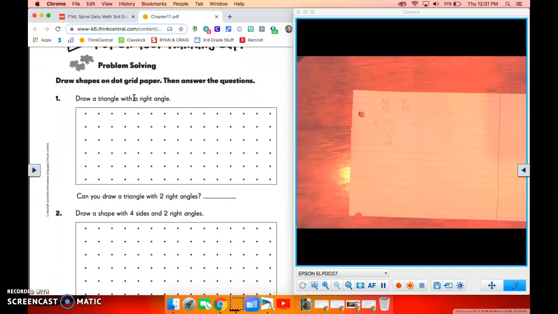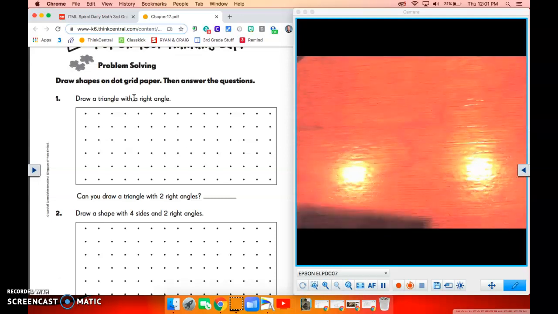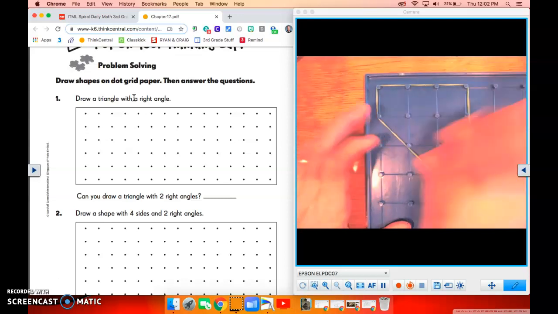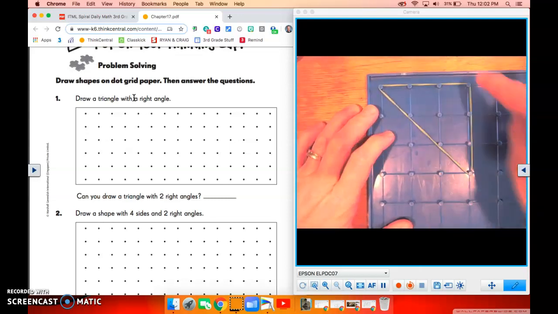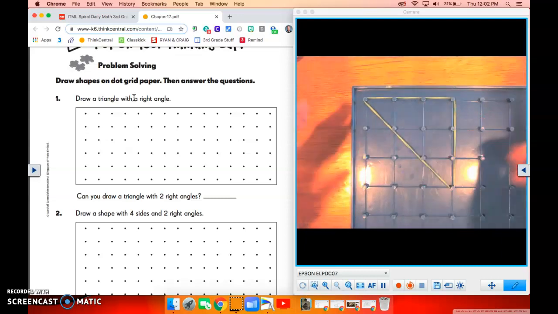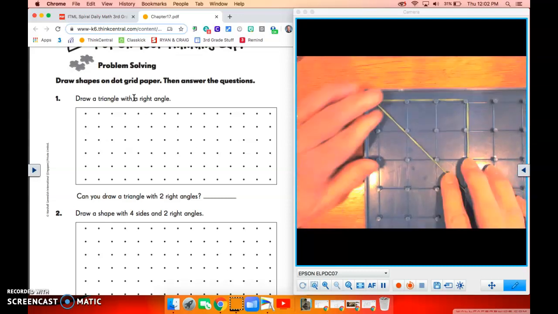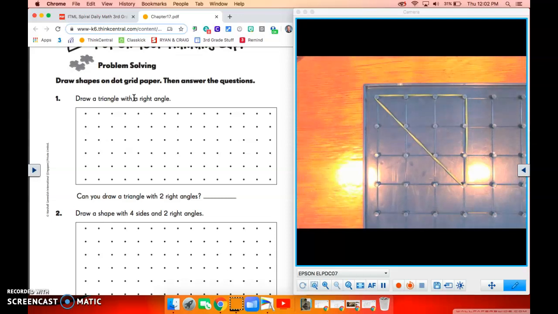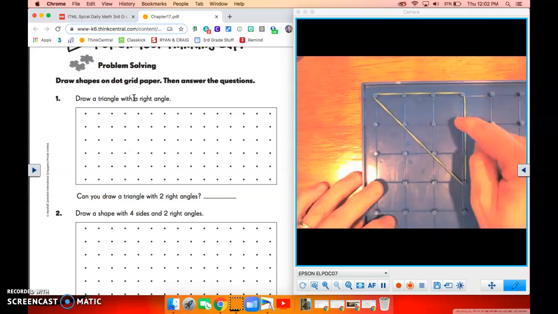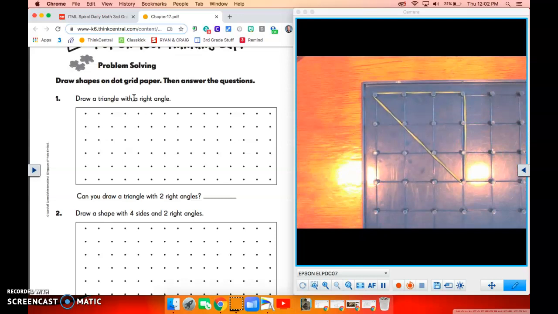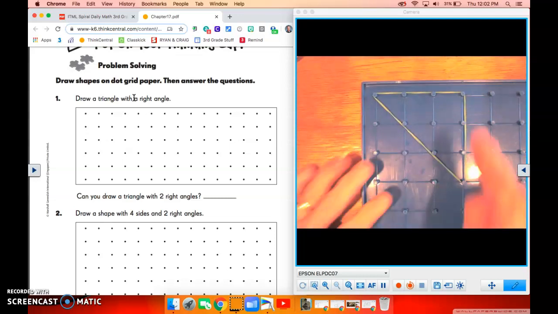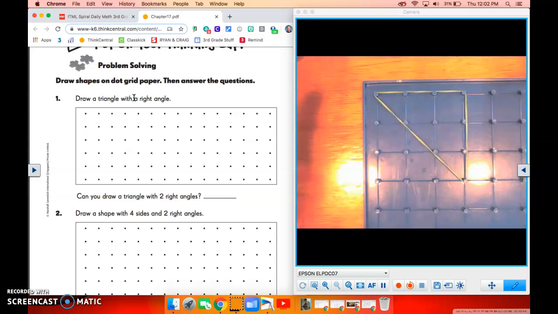All right, put on your thinking cap. Here we go. Draw shapes on a grid paper. Draw a triangle with a right angle. Here's my triangle, and here's my right angle right here. That's the perfect up and down or 90-degree angle, and those are not. The second part of the question is, can you draw a triangle with 2 right angles? No, you cannot. It is impossible, because 90 plus 90 is 180, and every triangle has 180 degrees, so that would be impossible.